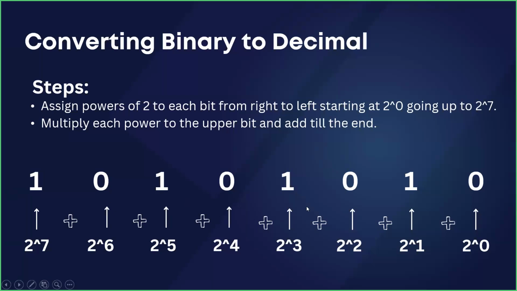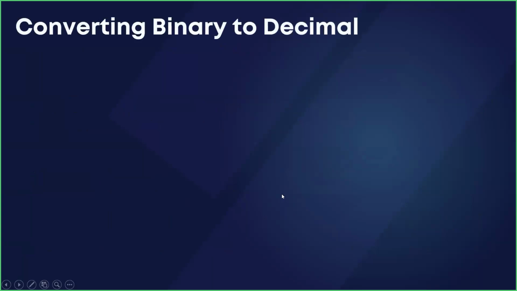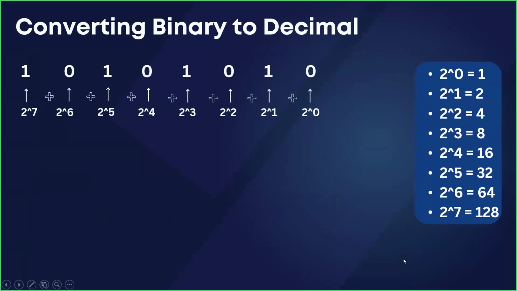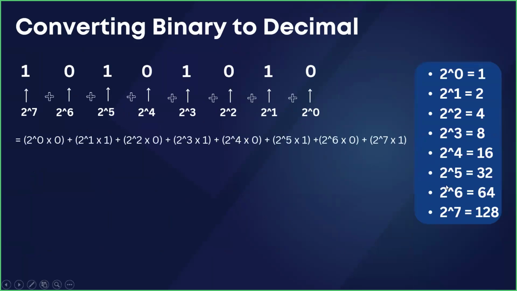So we try to calculate this now. Let me write down the values for 2 power numbers first. 2 power 0 is 1. Anything to the power 0 is always equal to 1. That's a mathematical rule. 2 power 1 is 2 itself. 2 power 2 is 2 into 2, that's 4. 2 power 3 is 2 into 2 into 2, 3 times, that's 8. 2 power 4 is 2 into 2 into 2 into 2, 4 times, that's 16. 2 power 5 is 2 into 2 into 2 into 2 into 2, 5 times, that's 32. 2 power 6 is 64. And 2 power 7 is 128.